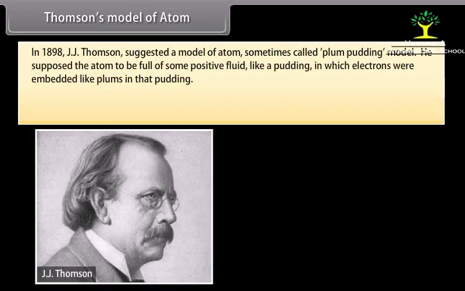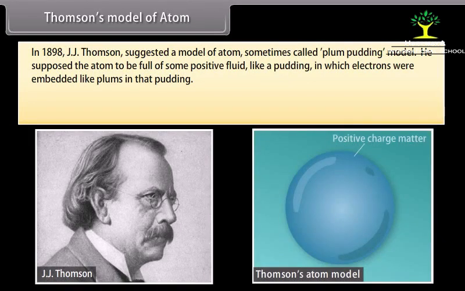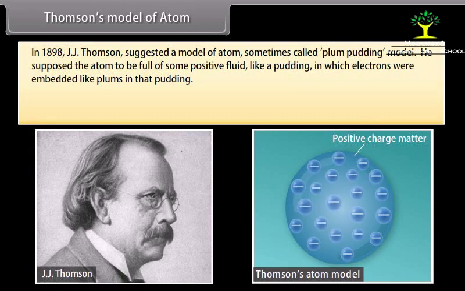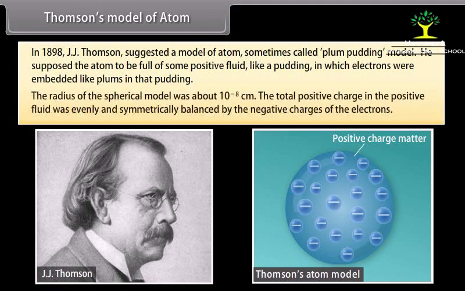Thomson's model of atom. In 1898, J.J. Thomson suggested a model of atom, sometimes called the plum pudding model. He supposed the atom to be full of some positive fluid, like a pudding, in which electrons were embedded like plums in that pudding. The radius of this spherical model was about 10^-8 centimeter.